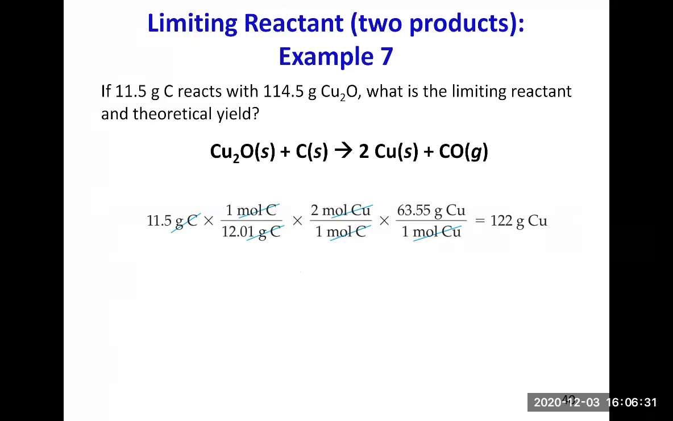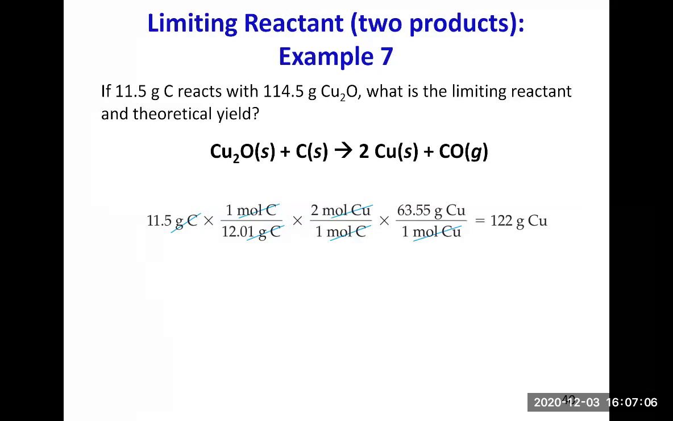Multiply by the second conversion factor, which changes the moles of carbon to moles of copper. And here it's 1 mole of carbon makes 2 moles of copper. We have the moles of carbon on the bottom, so we can cancel moles of carbon. The next step, we'll need to cancel the moles of copper. And so the next step is to change the moles of copper into grams of copper using the molar mass of copper. And so we have the grams on top and the moles on the bottom so that we can cancel units of moles of copper.